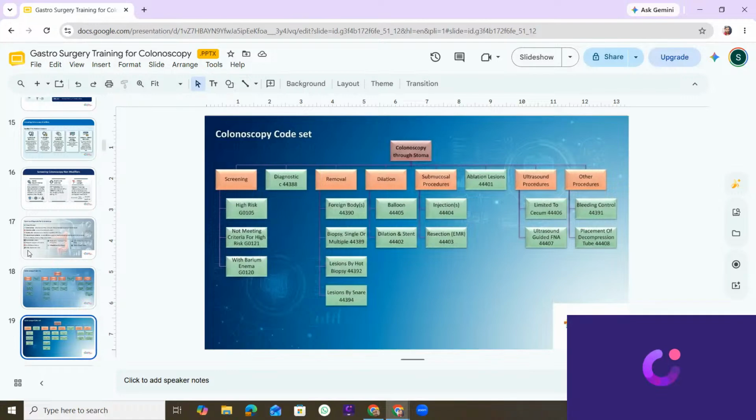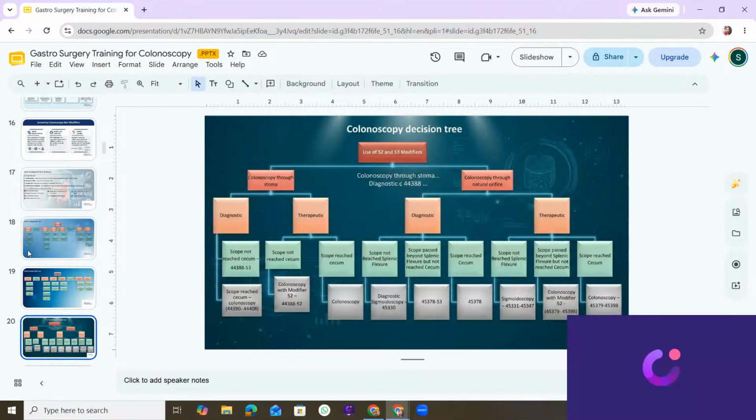So all these codes depend upon the natural opening or stoma. A stoma is an artificial opening created by the physician. So this is a very important decision tree. You will understand that tree, how it is, so you will get all these points.